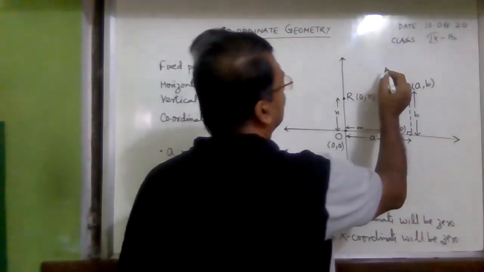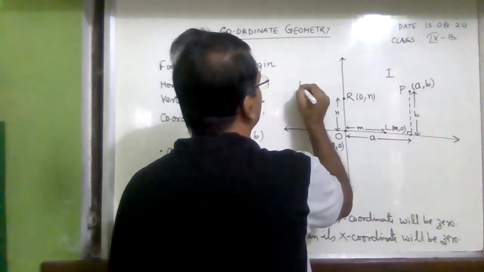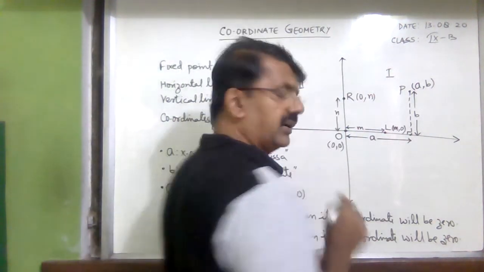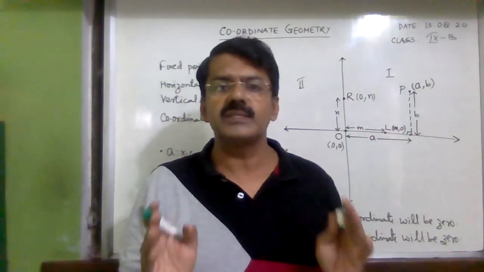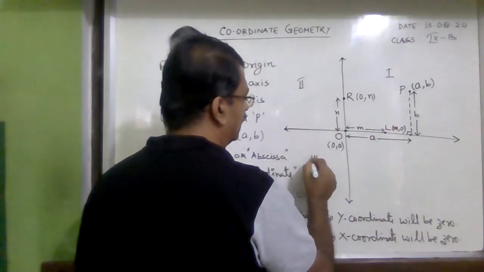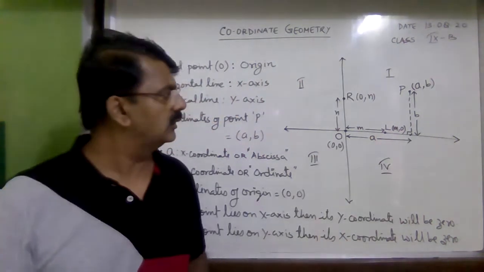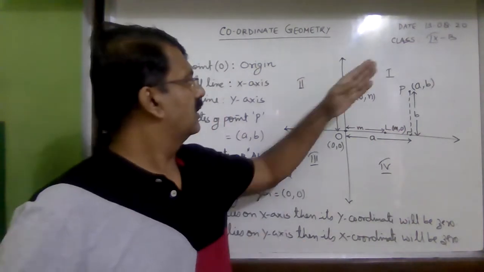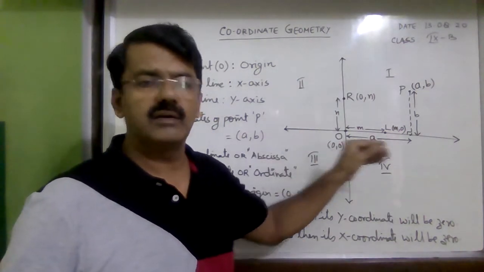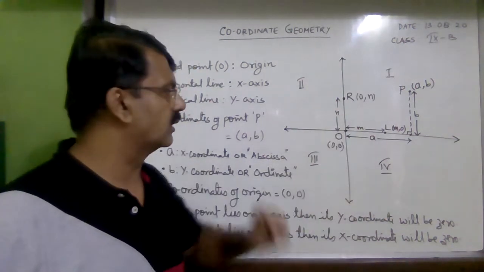One more thing. This is called the first quadrant, this whole thing. This is called the second quadrant. Quadrant means 1/4. So this is called the first, this is called the second quadrant, this is called the third quadrant, and this is called the fourth. So you have to remember the order. First, second, third, fourth. First quadrant, second quadrant, third quadrant, and fourth quadrant.